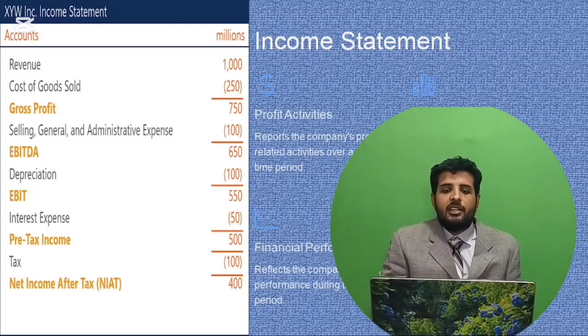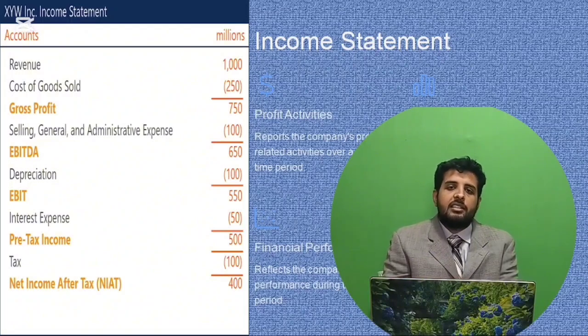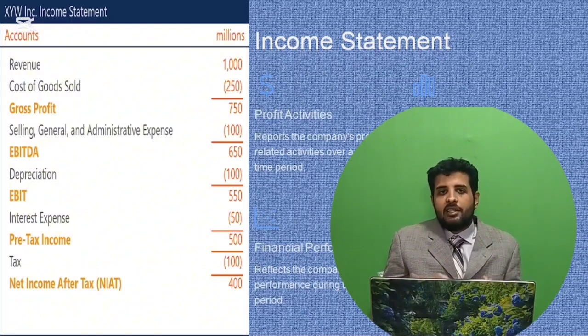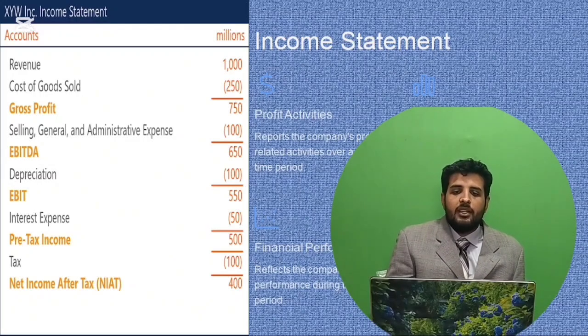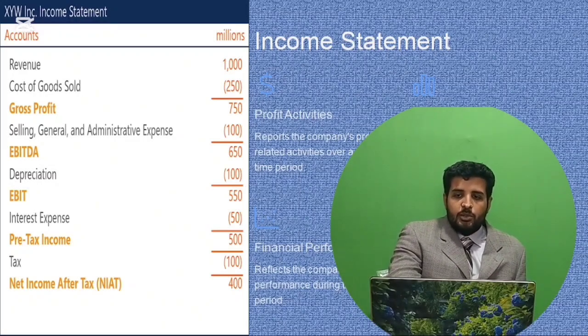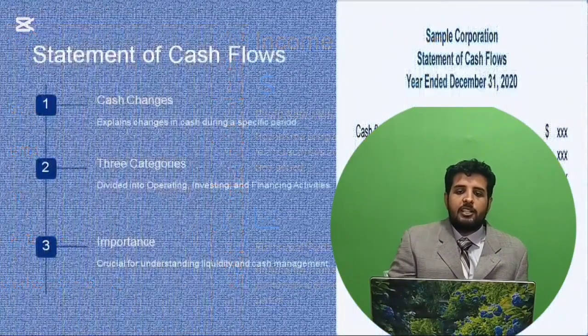As I have told you earlier, it is the final profit figure that comes after subtracting all the tax, interests, and all of the other expenses. So this is basically the profit of an organization. So let's move on to the next slide, which is about the statement of cash flows.